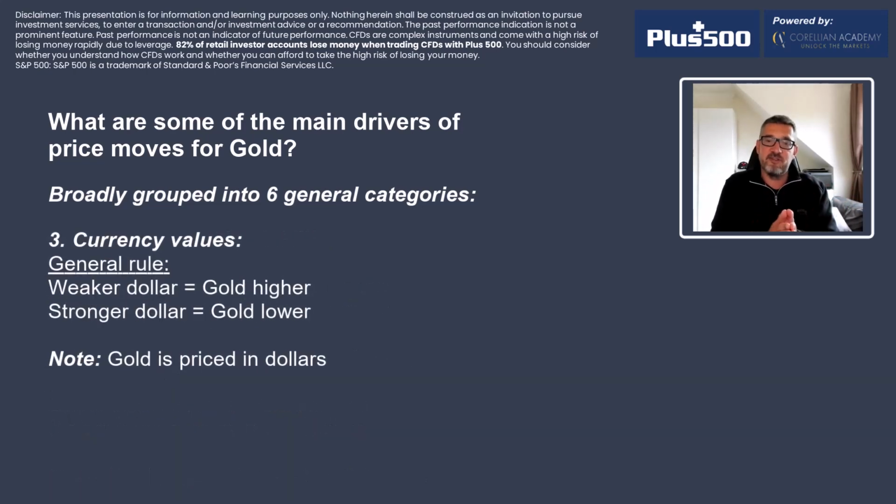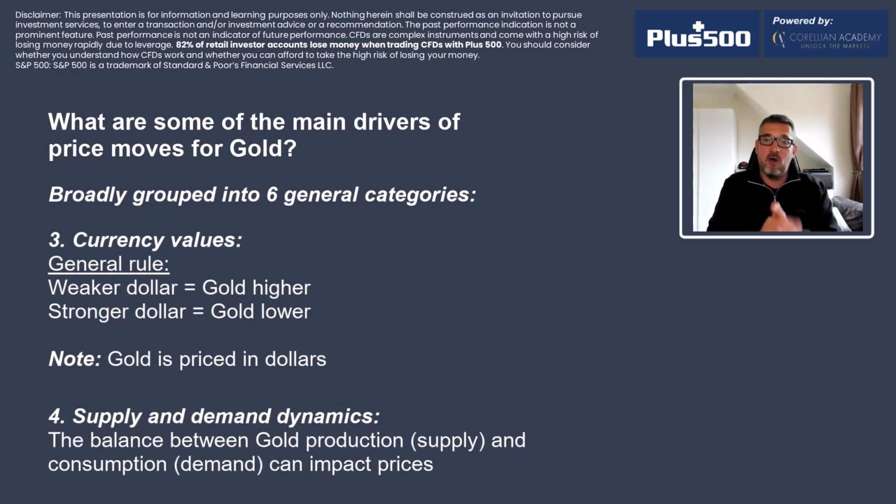Number 3 is currency values. The price of gold is typically inversely related to the strength of the US dollar, meaning a weaker dollar makes gold cheaper for investors holding other currencies, potentially driving up demand and prices, and conversely, a strong dollar may suppress gold prices. Number 4 is supply and demand dynamics.